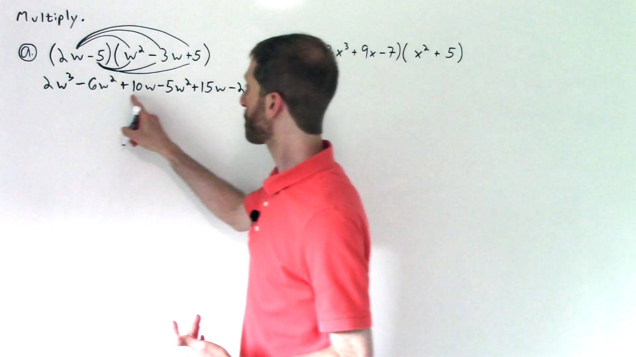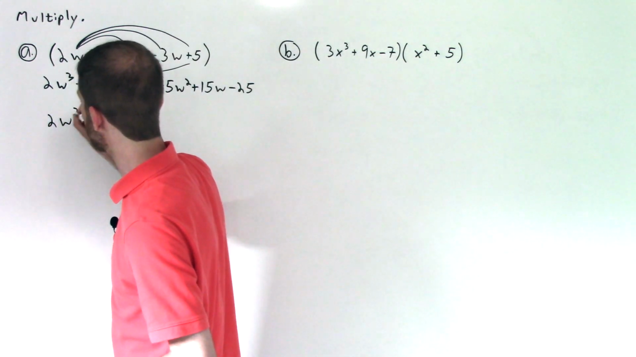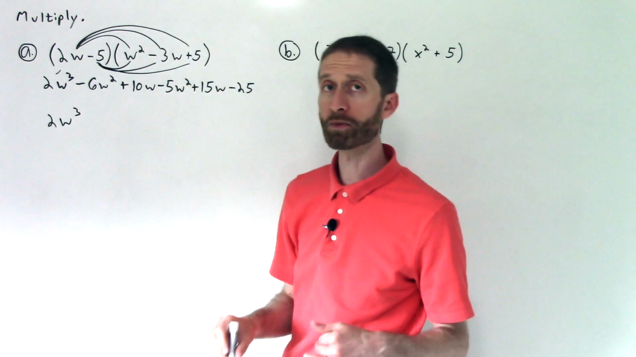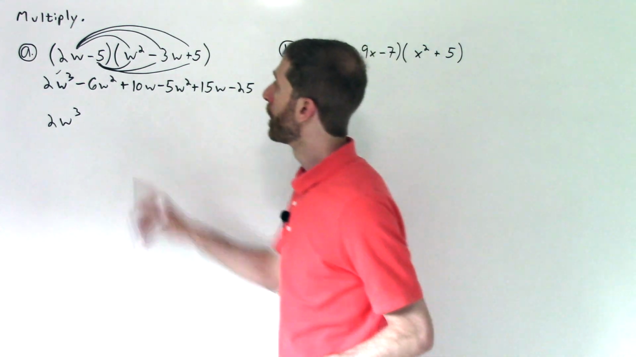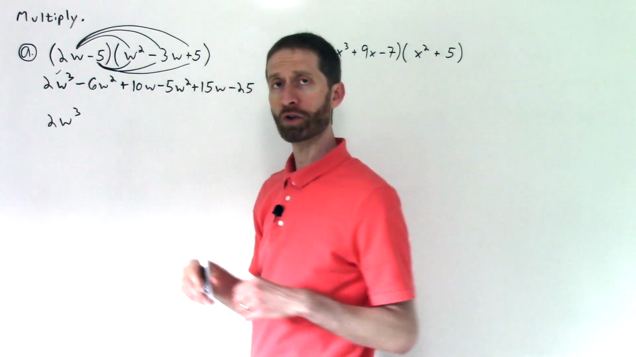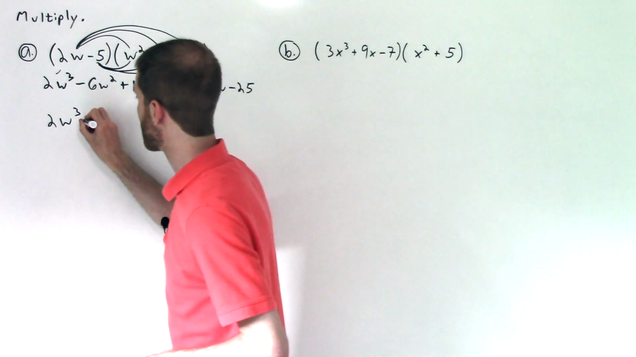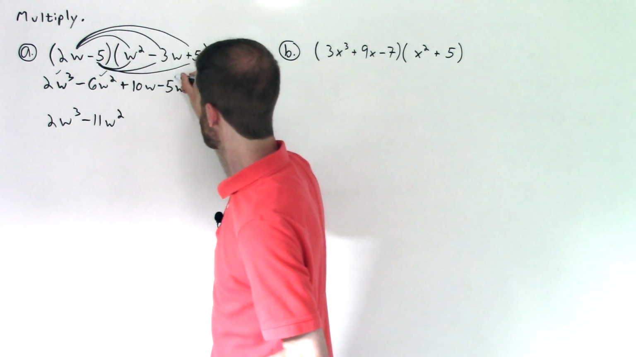There's no other w cubed terms. That's our highest power, so that'll go first. Remember, always wanting to put things in standard form. I like to do a little dot or a check mark right above the numbers that I've accounted for so that I'm not double counting them or I don't forget about them. Minus 6w squared, minus 5w squared, those are the only w to the second power terms. It's negative 6 and negative 5, which is negative 11w squared. And again, little check marks right above them.